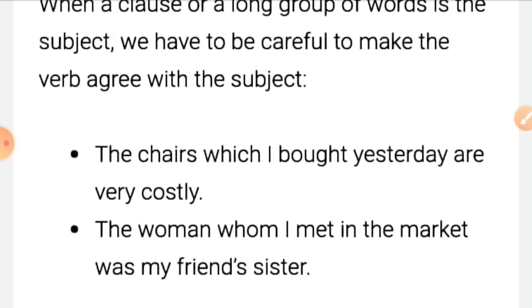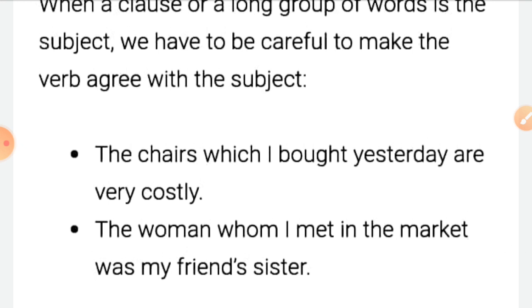Like the chairs which I bought yesterday. What will happen? You can think like this. Don't get confused. Be strict. Concentrate on the subject. Concentrate on what the noun in the subject is telling us. Like here are chairs. There are many chairs. So don't get confused with these long sentences. Be focused on the words. You can see the chairs, so you will write are. You can see the woman, one woman is there, so it will be was, singular.